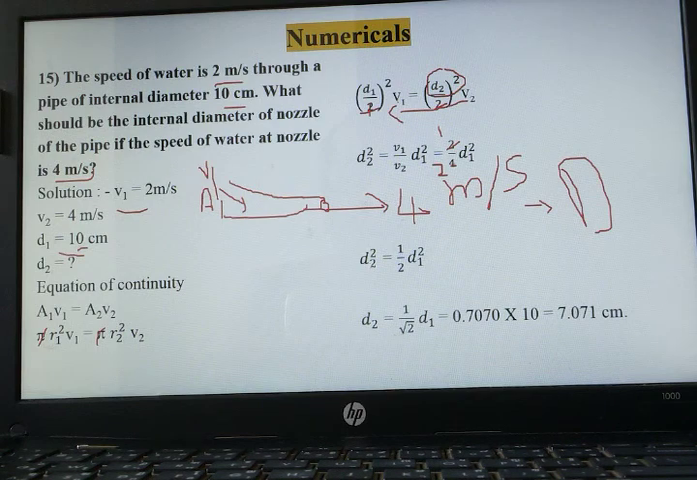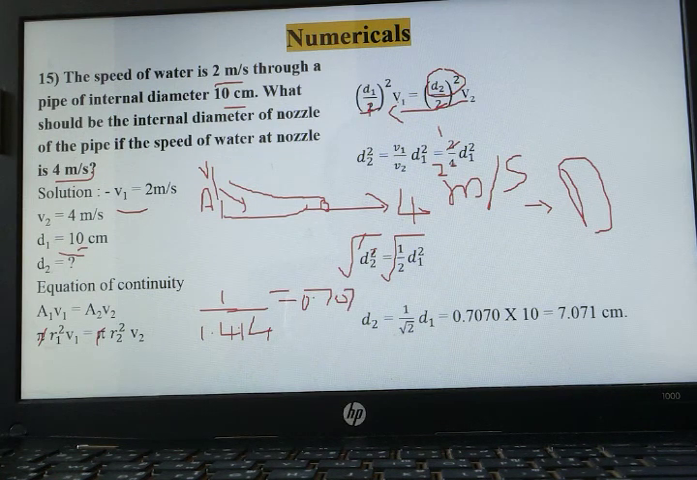So we get d2² = 1 upon 2 d1². Now in order to find d2, we take the square root on both sides. The square and square root sign will go away. So we get d2 = 1 upon root 2 times d1. The value of root 2 is 1.414, and you have to learn this. 1 upon 1.414 is 0.707. That into 10, you will get the answer as 7.071 centimeter.